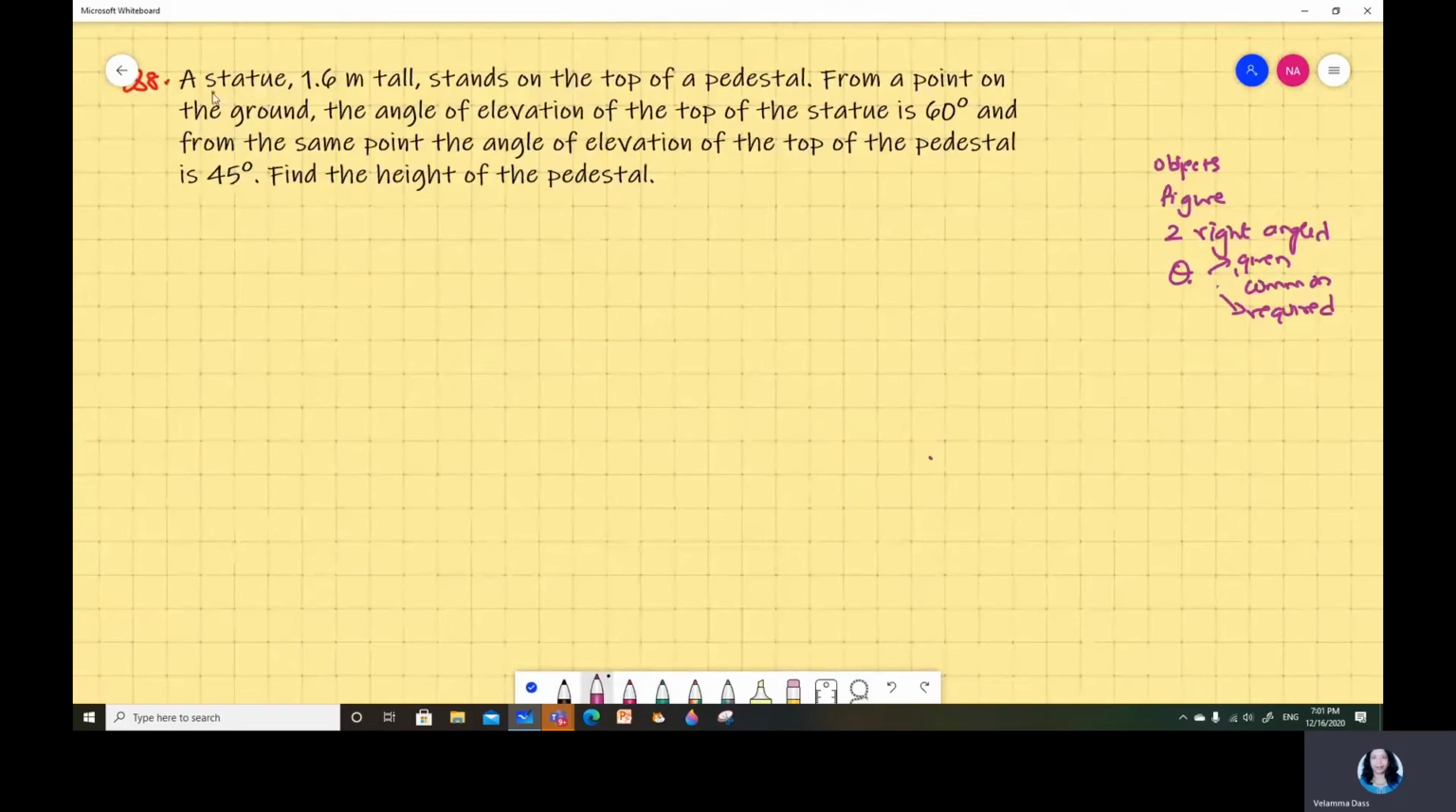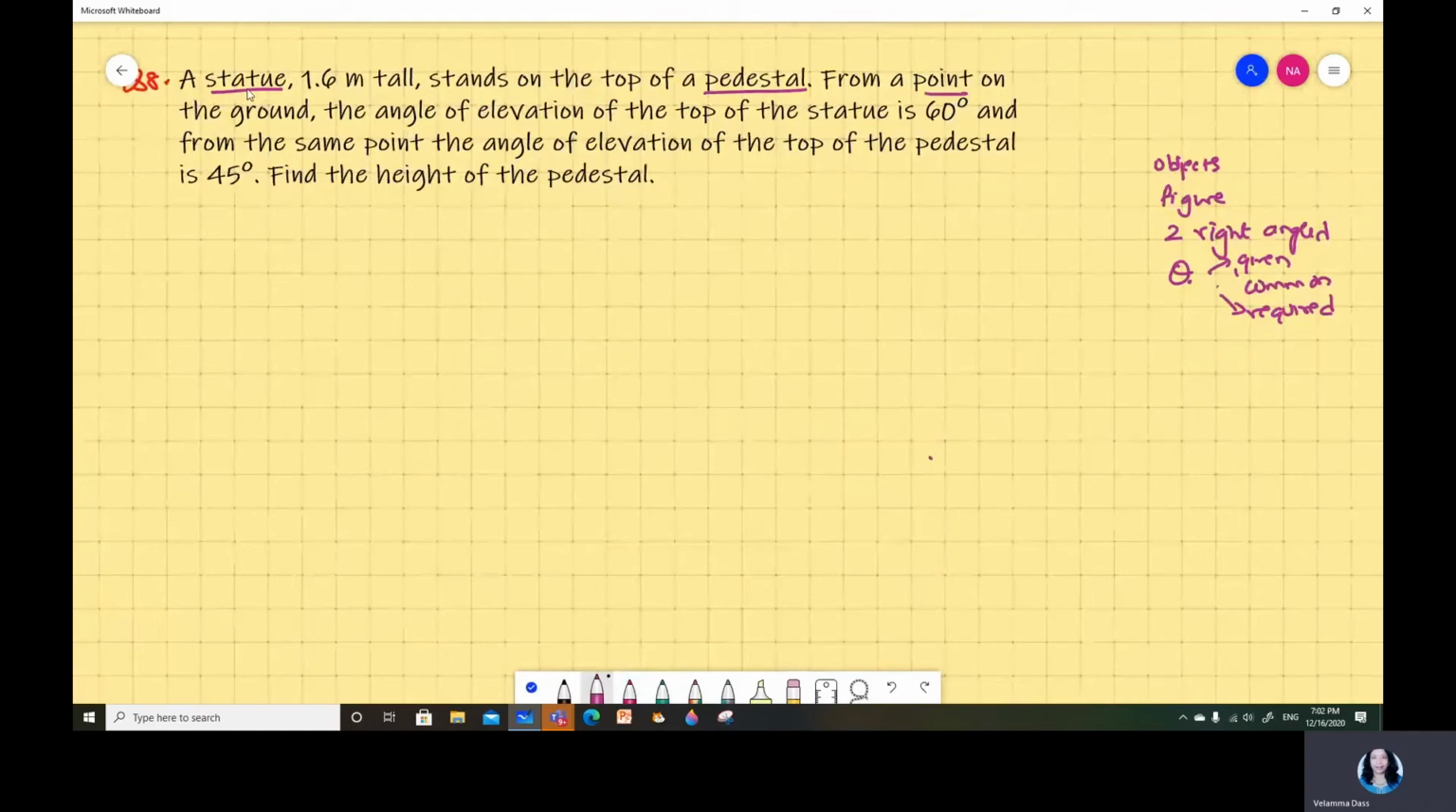A statue, so statue is an object, 1.6 meter tall, stands on the top of the pedestal. So objects. From a point on the ground, the angle of elevation of the top of the statue is 60 degrees, and from the same point the angle of elevation of the top of the pedestal is 45 degrees. Find the height of pedestal. So we identify there are three things: point on the ground, pedestal, statue. Now let's go very deep in meaning. This is the first reading where we got the objects. So at least you have to read the question thrice to understand the proper figure.